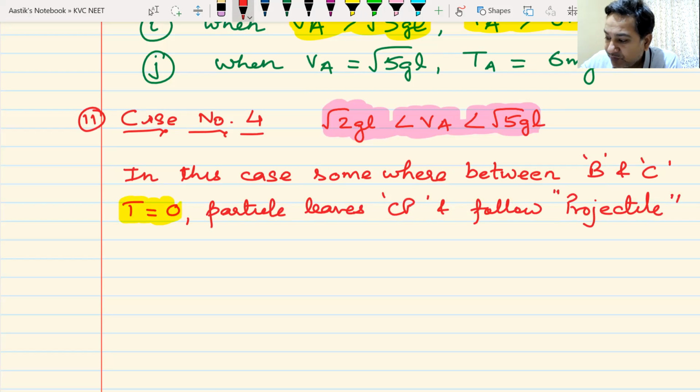It becomes a projectile now. It does not move in a circular path. It becomes a projectile motion, which is motion under gravity. It follows a projectile motion.